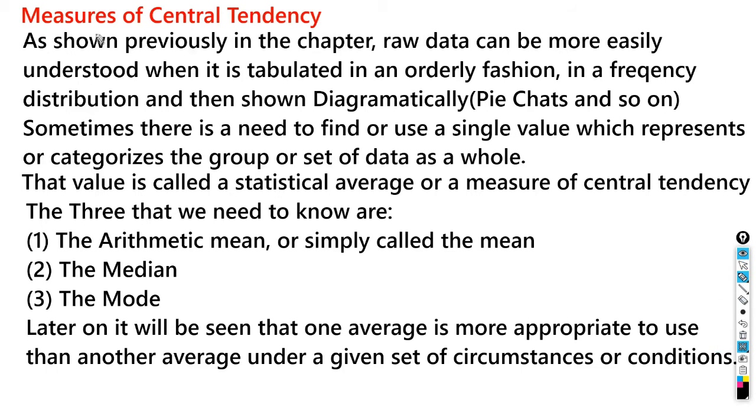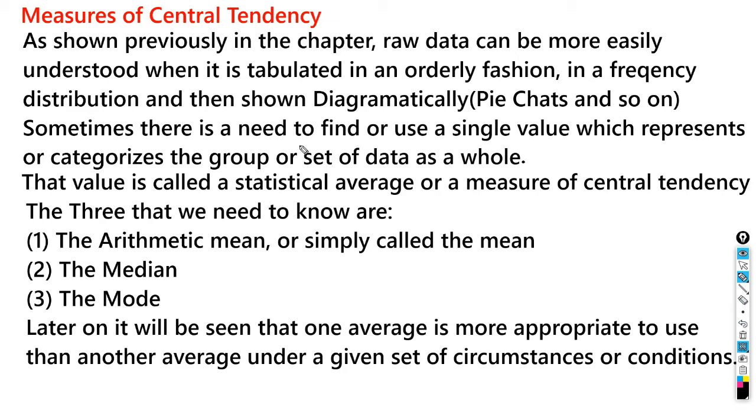As shown previously in the chapter, raw data can be more easily understood when it is tabulated in an orderly fashion in a frequency distribution and then shown diagrammatically, for example, a pie chart, a bar chart, and so on. It's true, it's much easier to put things in an orderly fashion. That's why you tidy up your room and so on, right?